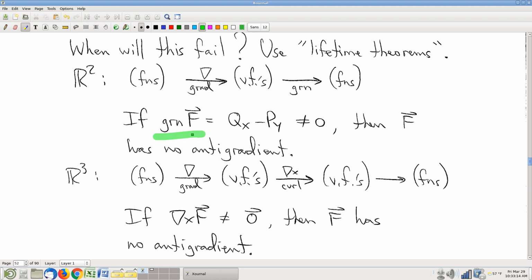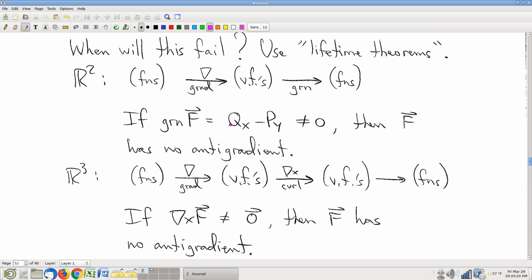Whatever vector field it is that you're interested in, you'd like to know if it's a gradient or not. Compute Green's operator and see what you get. And this will resolve the matter for you.